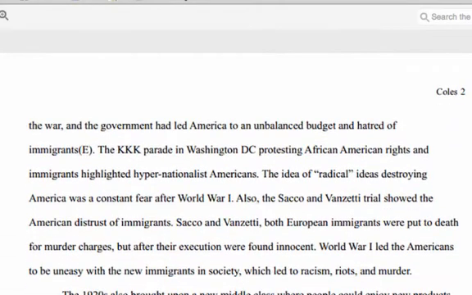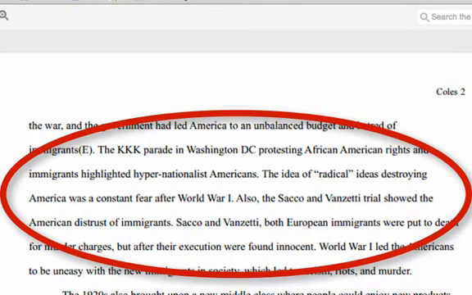I want to now go to the bottom of this particular paragraph, and I want you to notice what the student does here in the last couple sentences. In the second to last sentence: Sacco and Vanzetti, both European immigrants, were put to death for murder charges, but after their execution were found innocent. Notice what happens right after this. World War I led Americans to be uneasy with the new immigrants in society, which led to racism, riots, and murder. Notice carefully that the student does a good job of not ending on a fact.